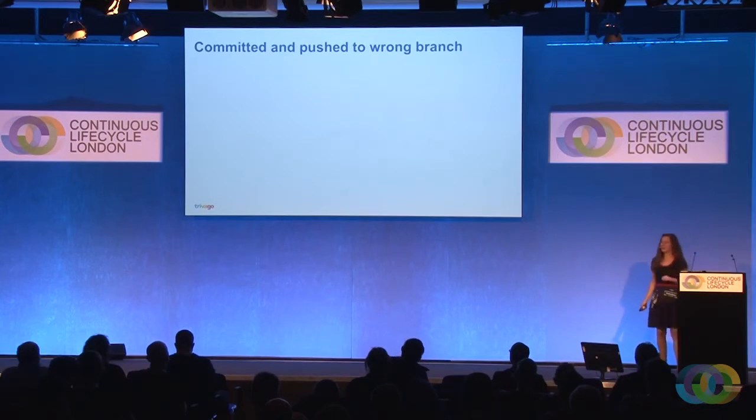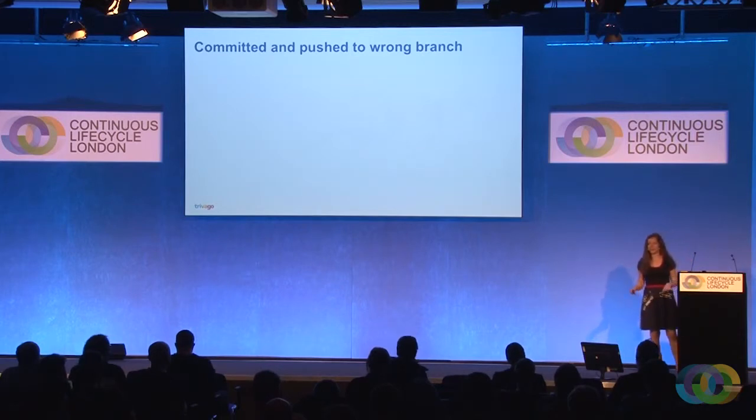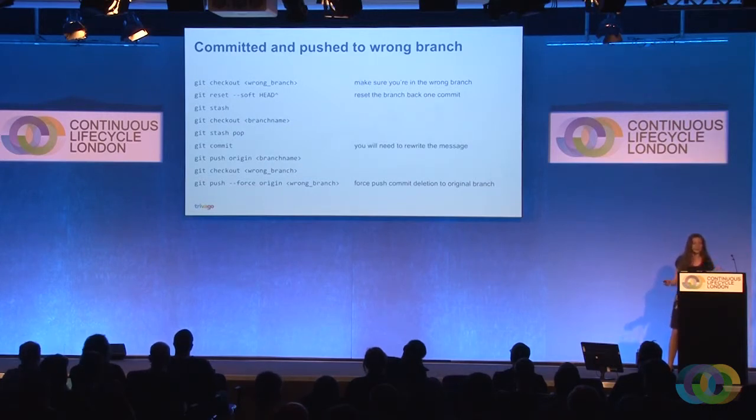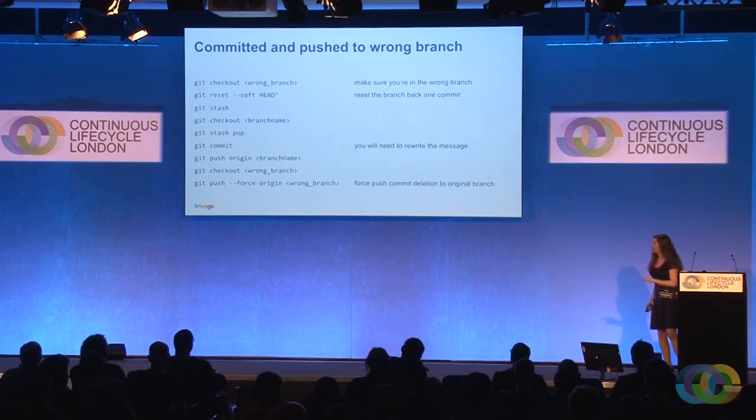That also happens quite often, that you realize you were working in the wrong branch and also pushed that. What I'm about to tell you, do not use this in master, please. So you make sure that you're in the wrong branch, then you do a soft reset, stash everything away, go to the actual branch you want to have, retrieve your stash, commit everything, and push it, and then you go back again to the wrong branch and push forward. This is why I told you do not use this in master.